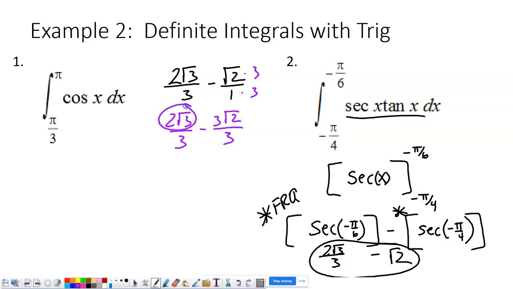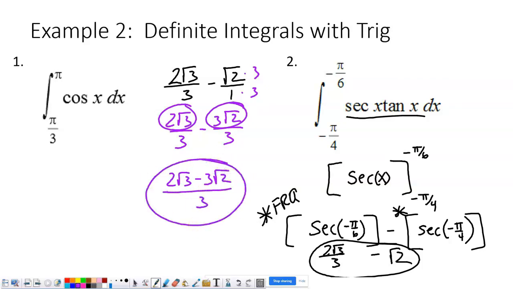Now, since these have different square roots, it's impossible for me to combine these together. But what I can do is put them together in one single numerator over a common denominator. So that would be the most simplified answer.